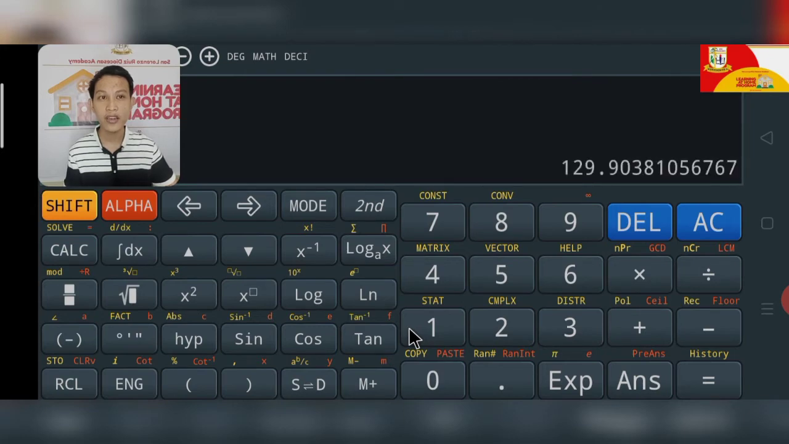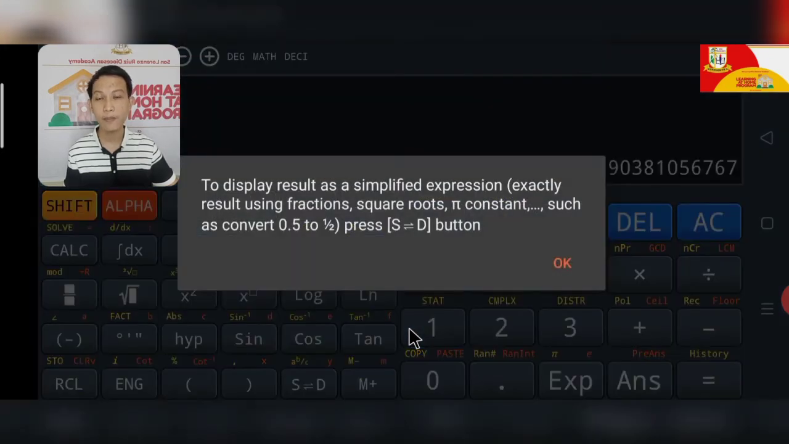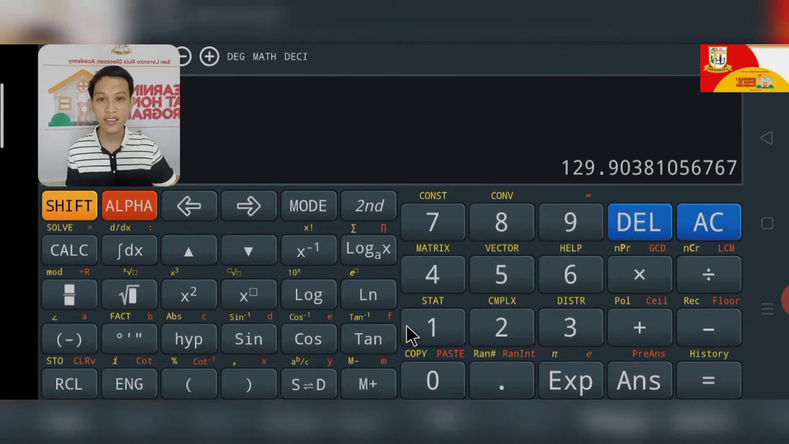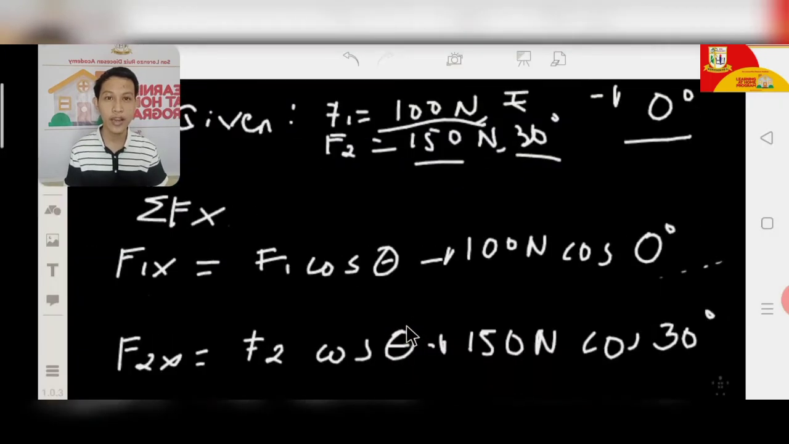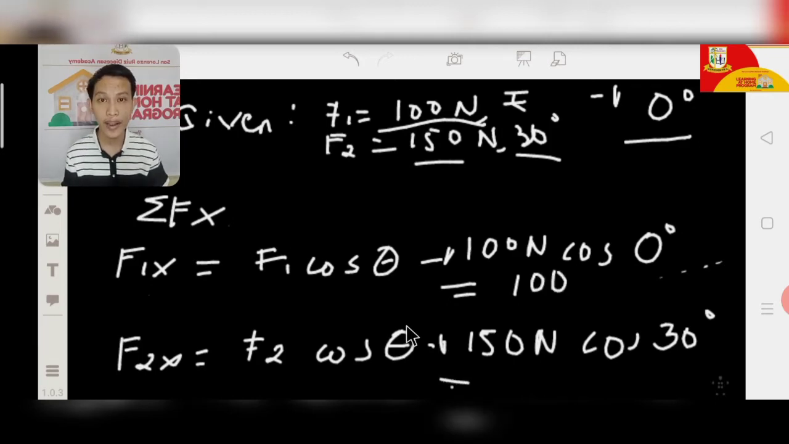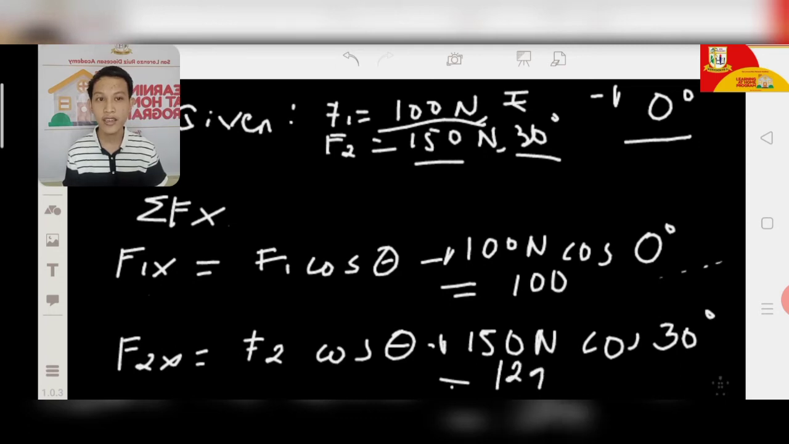You will get 129.90, or that is the second component of the horizontal component of the vectors. So we will write down here, we have 100 for F1x, and F2x we have 129.90.